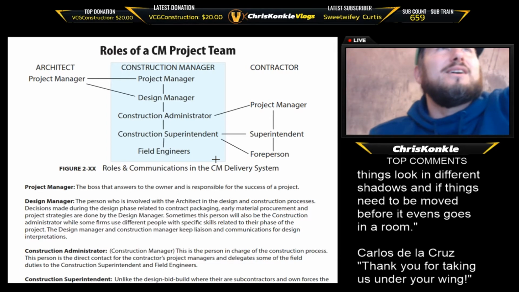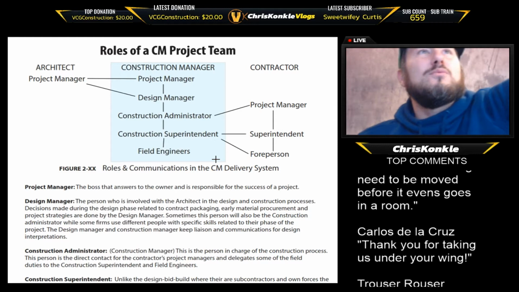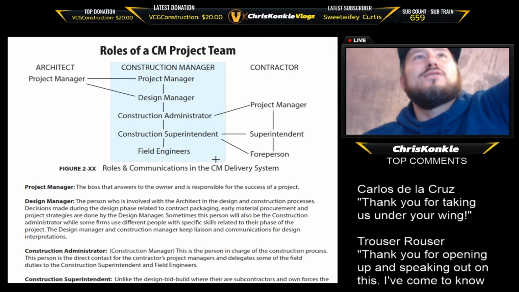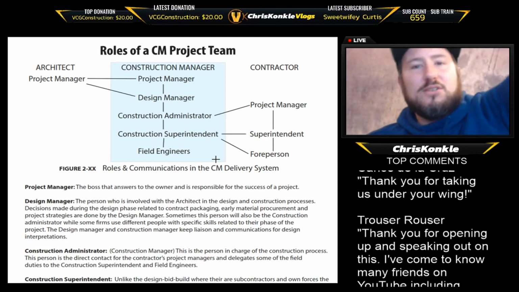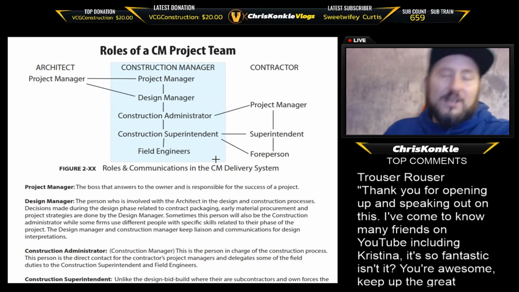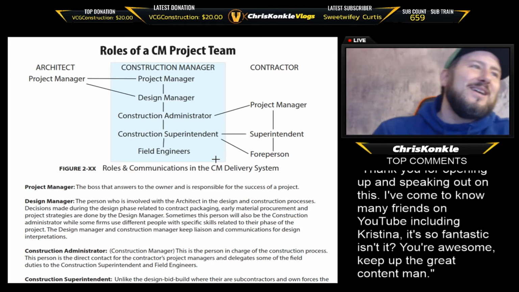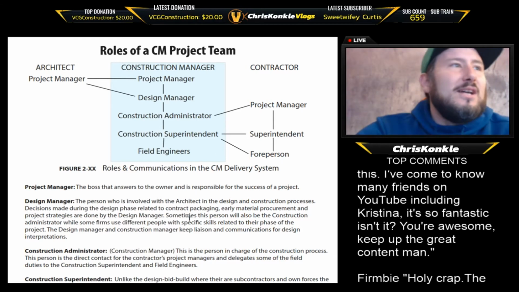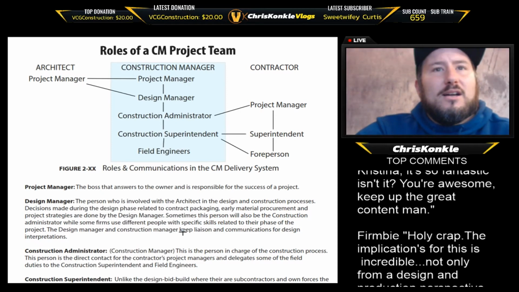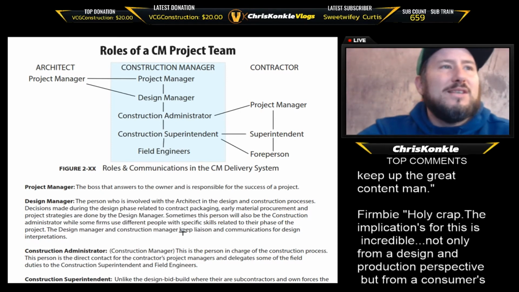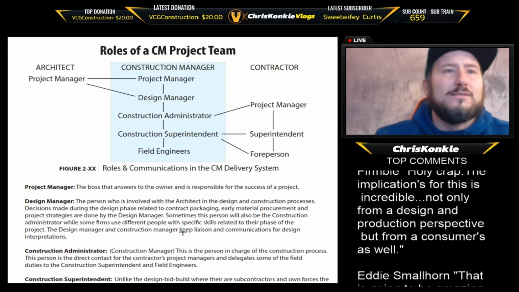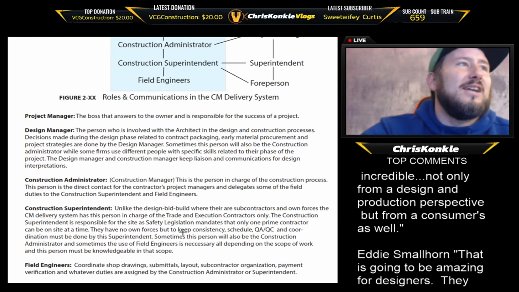So early in the design, the design manager would be the administrator, right? And then during construction, the superintendent could be the administrator. So that could change as the processes change, right? So the design manager is the guy or girl who keeps the liaison between the designers and the trades, right? So this design is awesome, right?